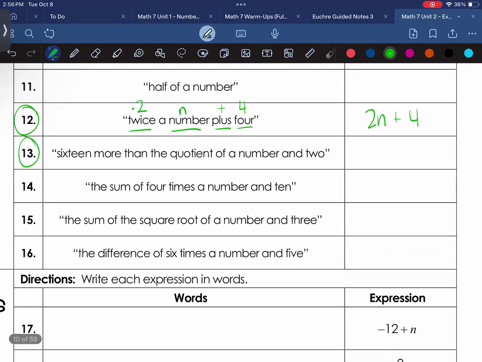Then I'm actually going to backtrack to number 11 right here. So if we have half, and try this one on your own, so pause here. Half of a number, try that one.